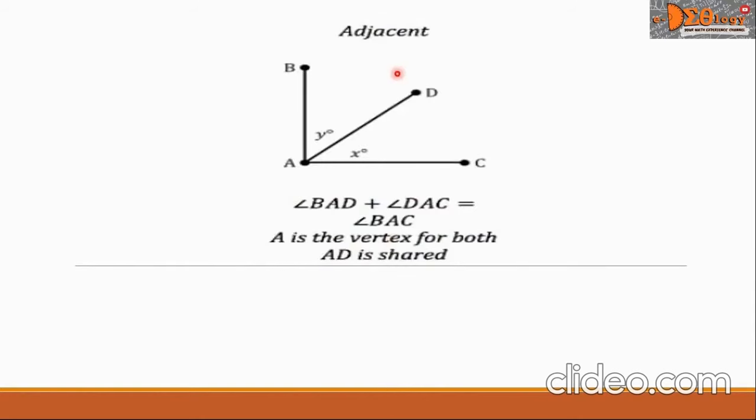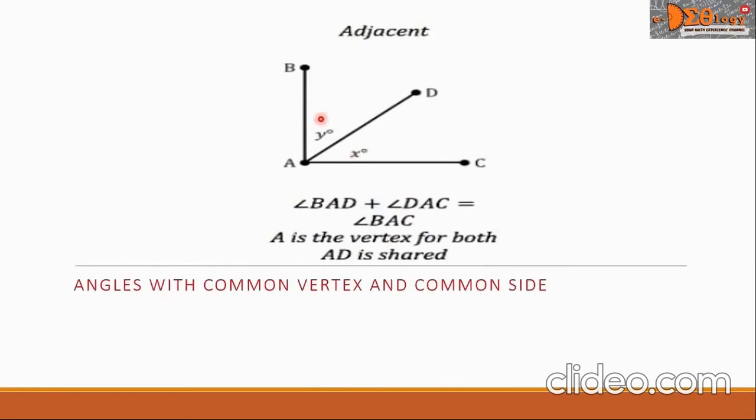Another group is called adjacent angles. In the figure here, the two angles are the angle X and angle Y. For adjacent angles, they have common vertex and common side. The common vertex is the point A, and the common side is the side AD.